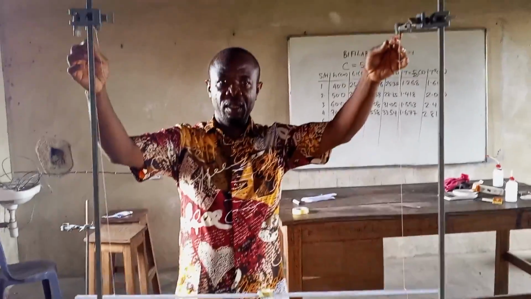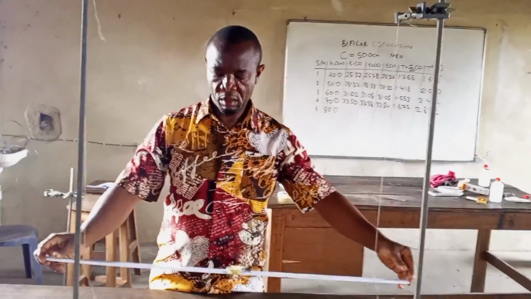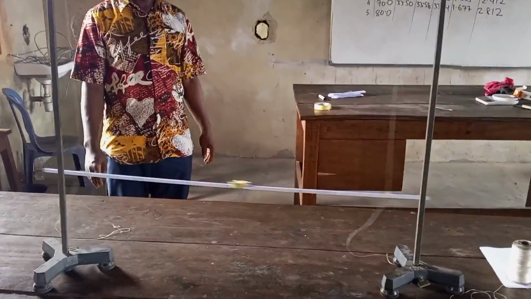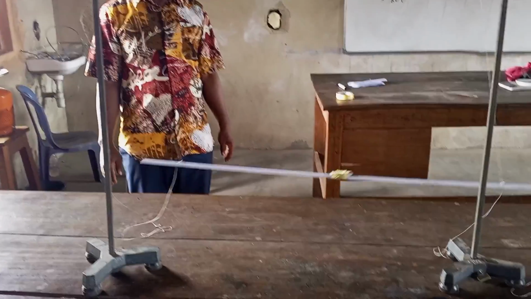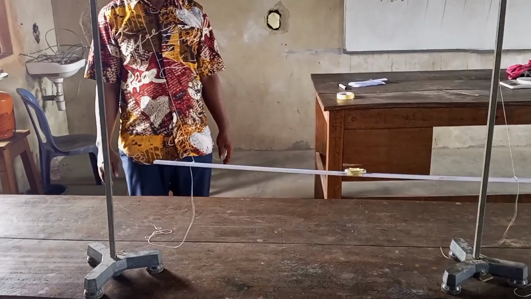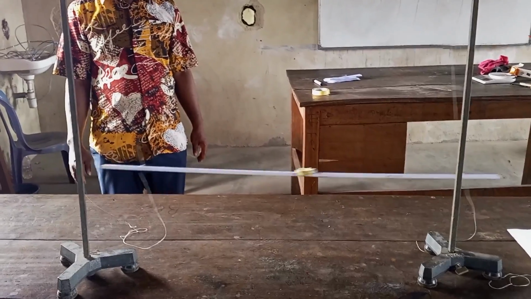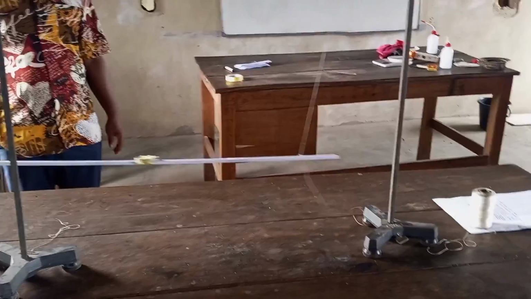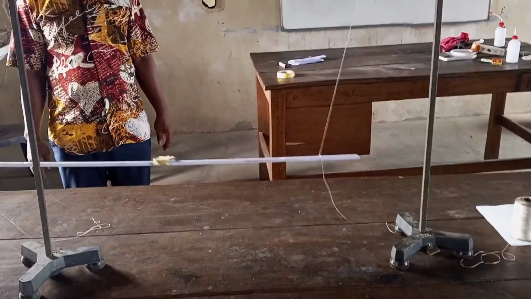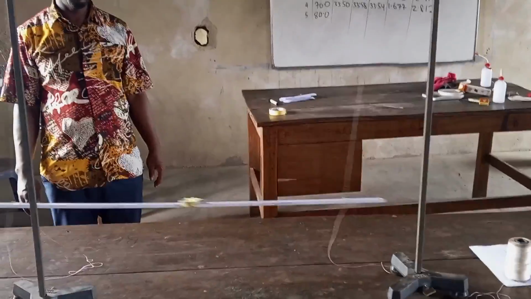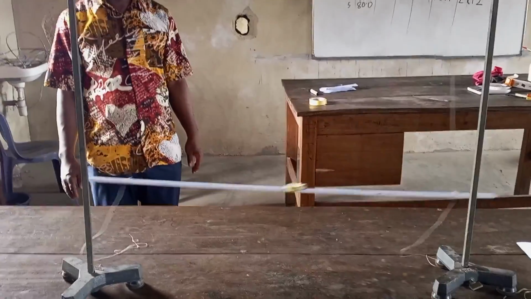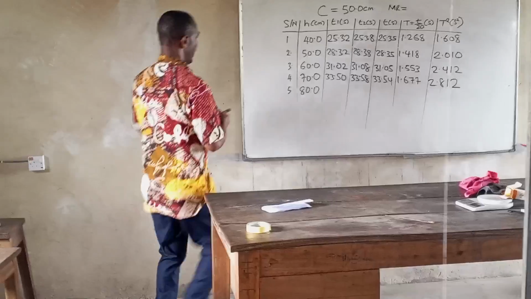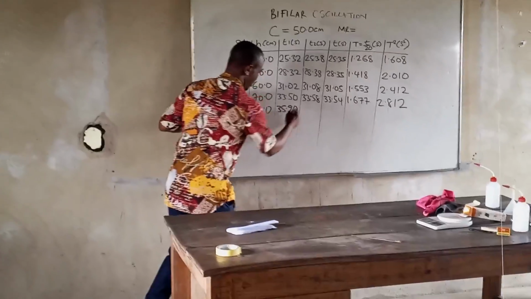So the length now is maintained at 80 cm. So we displace this. 1, 2, ready, go. 1, 2, 3, 4, 5, 6, 7, 8, 9, 10, 11, 12, 13, 14, 15, 16, 17, 18, 19, 20. 35.90. We'll do a second one.